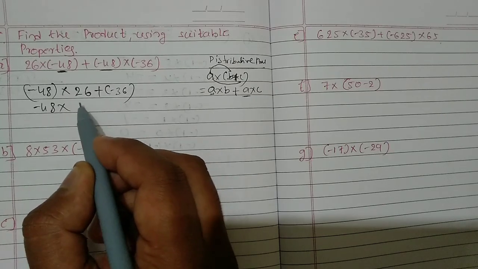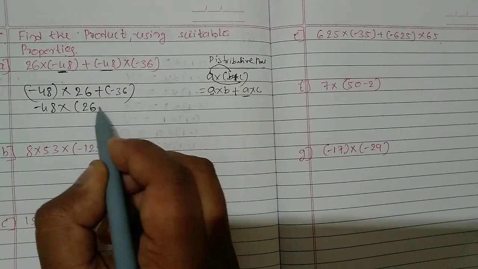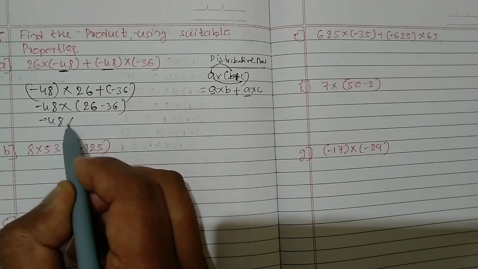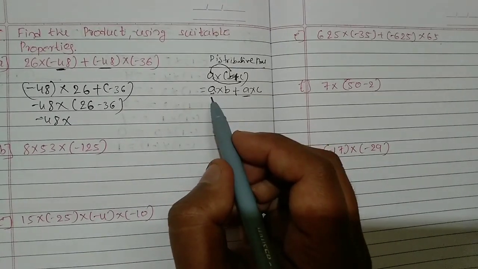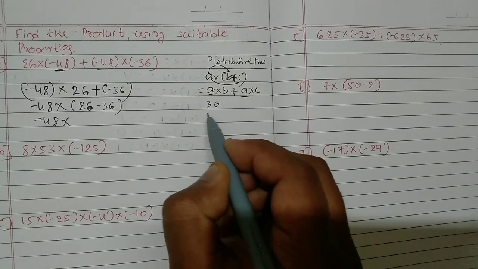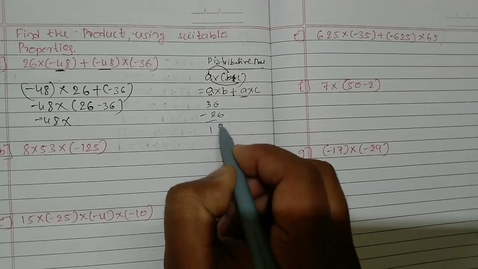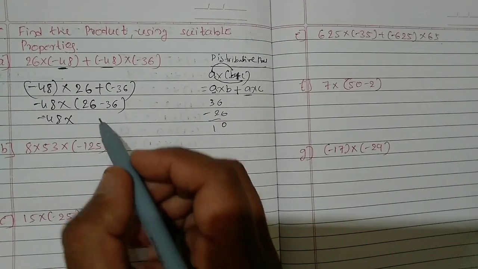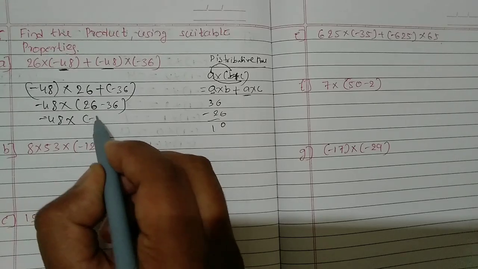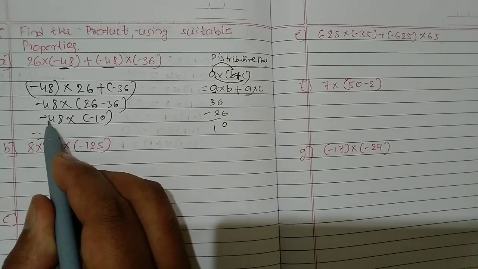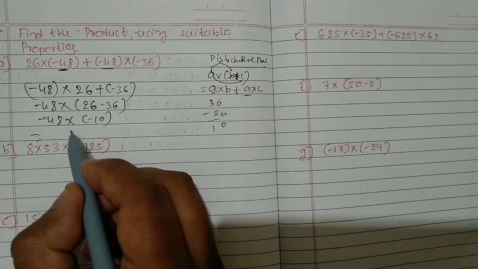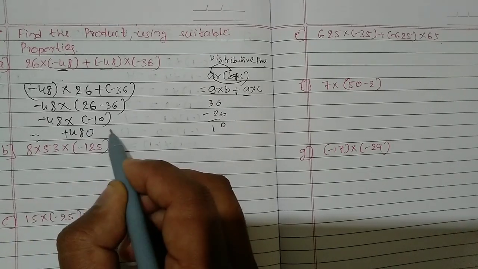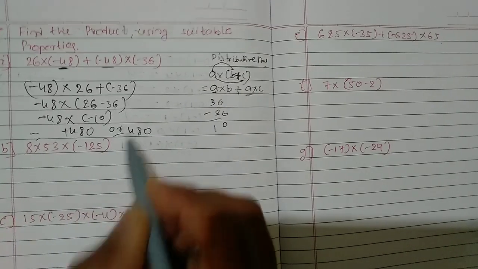Plus into minus is minus, so 26 minus 36. So it is minus 48 into, what is 26 minus 36? It is 36 minus 26, which is 10. We are subtracting a bigger number from a smaller number, so it is minus 10. So minus 48 into minus 10 is 480. Minus into minus becomes plus, so it is plus 480, or simply 480, correct?